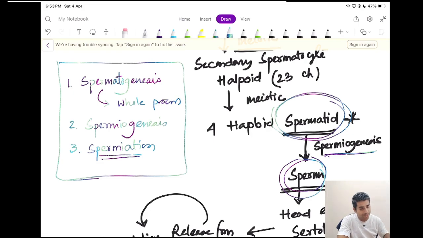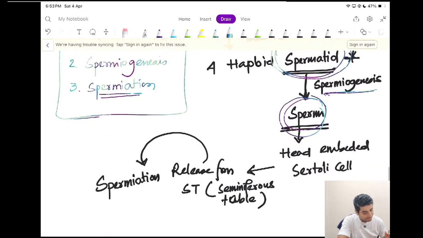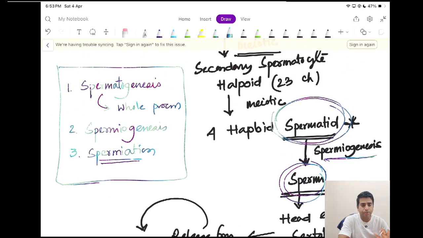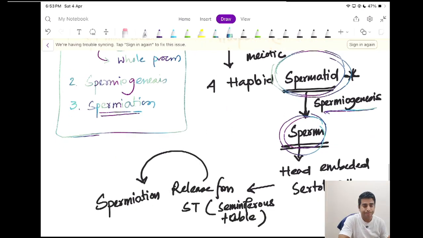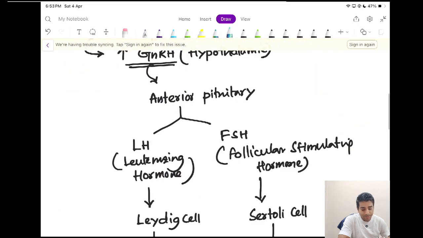Seminiferous tubule is very important. So this is all about formation of sperm from the immature germ cell, spermatogonia, in the testis. It usually occurs in the inner lining of the seminiferous tubule. Very important. In the inner lining of the seminiferous tubule, there will be formation of the sperm and ultimately release of the sperm. That is all about spermatogenesis.